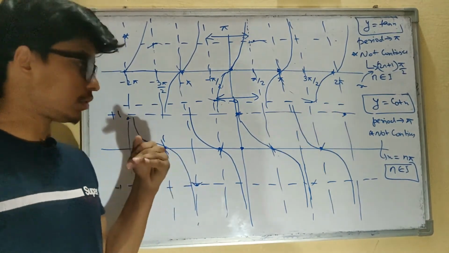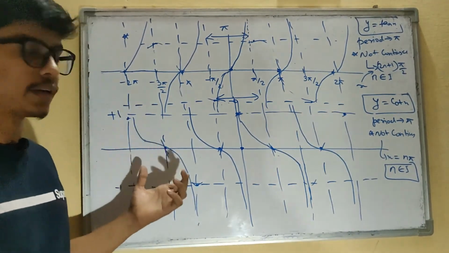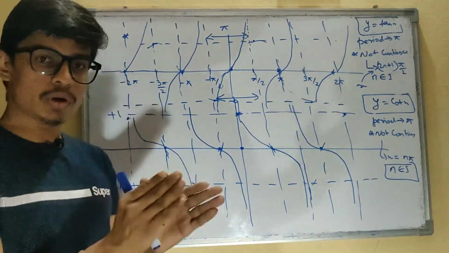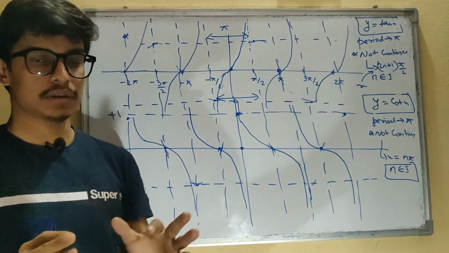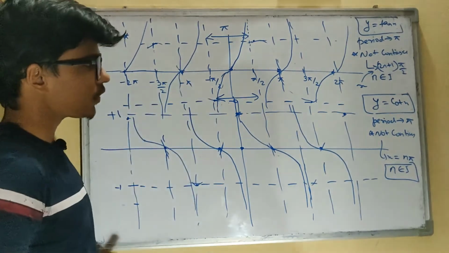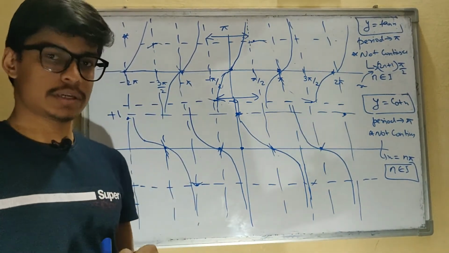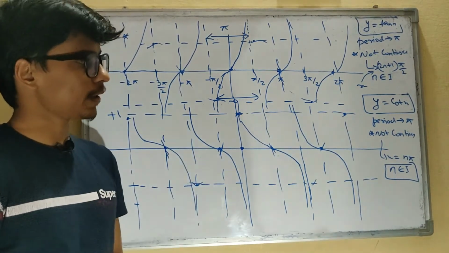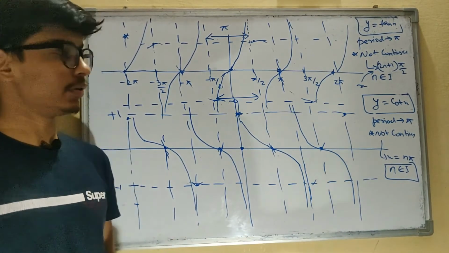If you see the graph of sin x and cos x, you will see that after an interval of 2 pi in the values of x, they repeat themselves. So that is why they are also periodic, and their period is 2 pi. Please make a note of it.